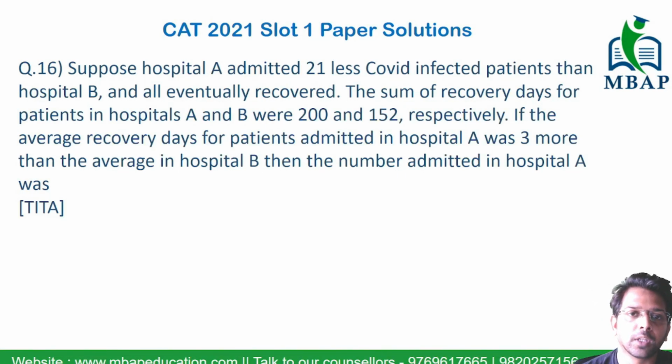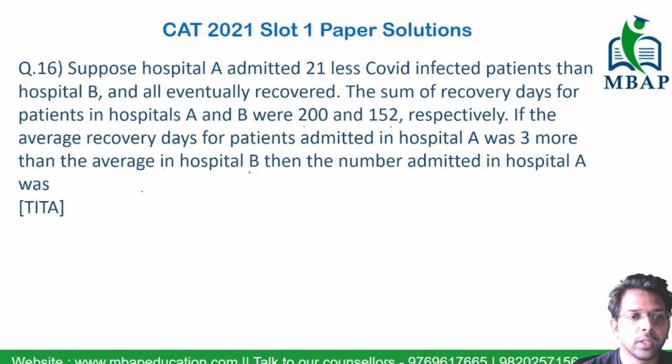Having a look at the next question. The question says, easy arithmetic question. Suppose hospital A admitted 21 fewer COVID infected patients than hospital B and eventually all recovered. The sum of recovery days for the patients in hospital A and B were 200 and 152 respectively. If the average recovery days for patients admitted in A was 3 more than the average recovery days in hospital B. What is average recovery day? Total number of days divided by total number of patients. Then the question is, the number of admissions happening in hospital A is what?